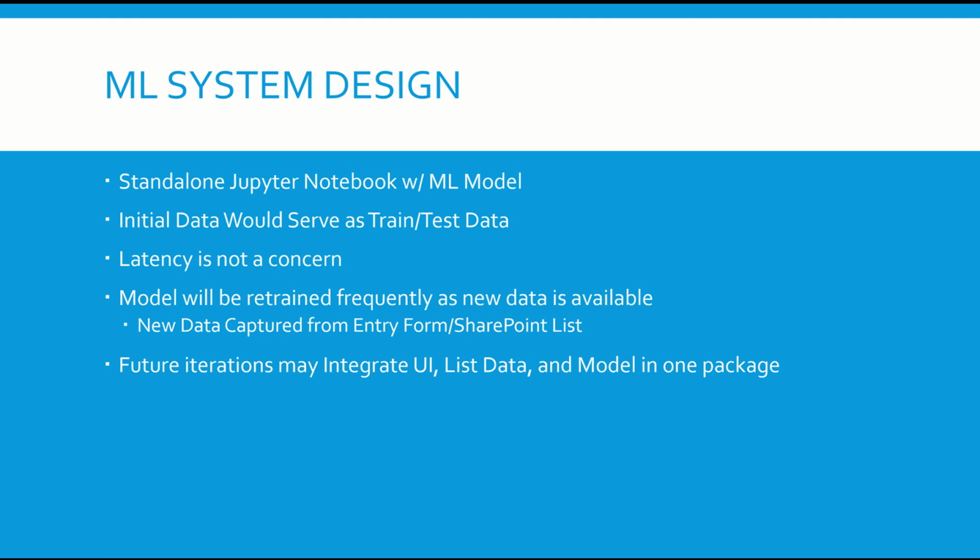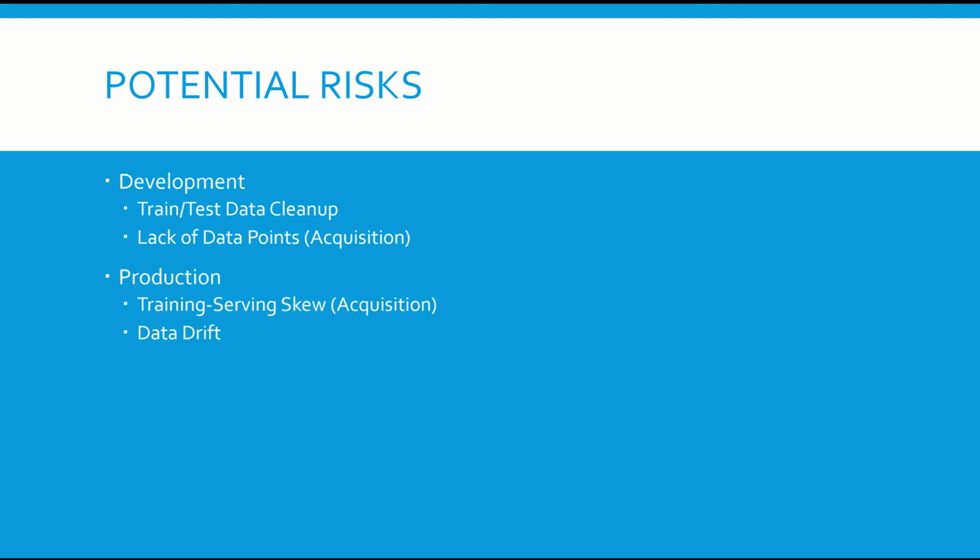As I alluded to earlier, new data would be captured through entry forms that are stored in a SharePoint list. And so there isn't a need for immediate update or results of the model. I would say probably on a monthly basis, we would update our models and go on with our strategy planning and basically evaluate our results and adjust from there. In future iterations, it would be great to integrate whatever our user interface is, our actual data that we've collected, and the model all in one package. But this would be a very, very basic design as our first version.